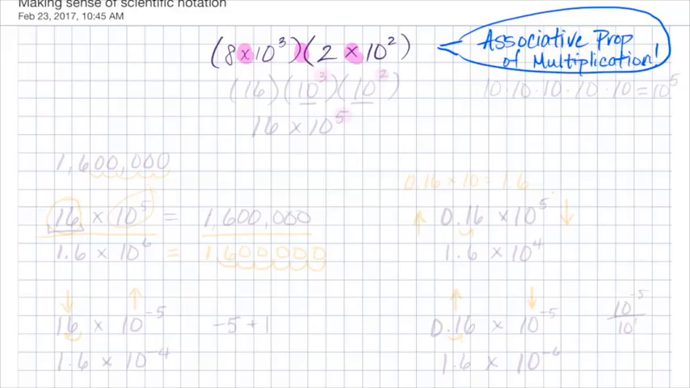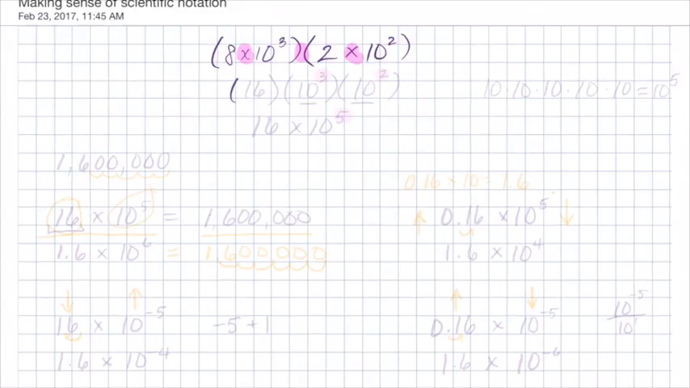make our math easier. 8 times 2 is 16, and then what we have left is 10 to the third power times 10 to the second power. Now, in pre-algebra, we learned that we could expand this out. And then it would look like this. 10 times 10, that's 10 to the third power, and then 10 times 10, that's 10 to the second power. And when we write them all together, it becomes 10 to the fifth power.